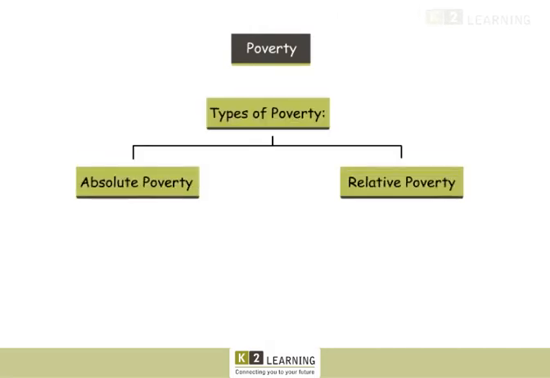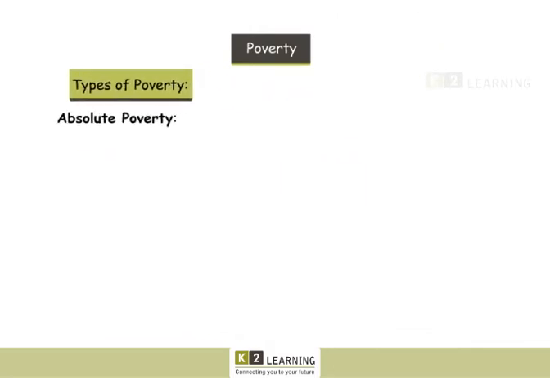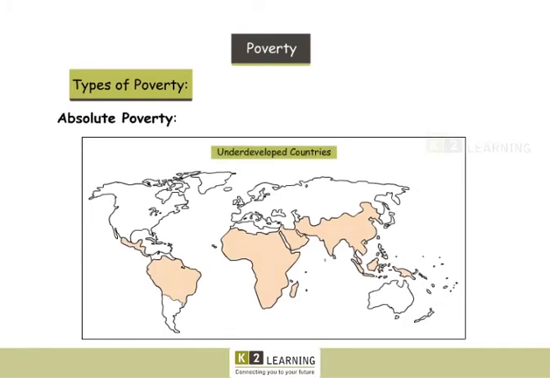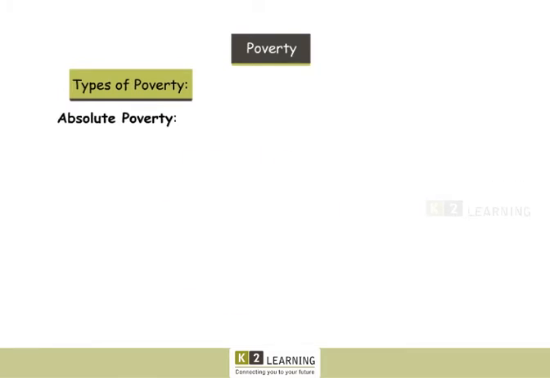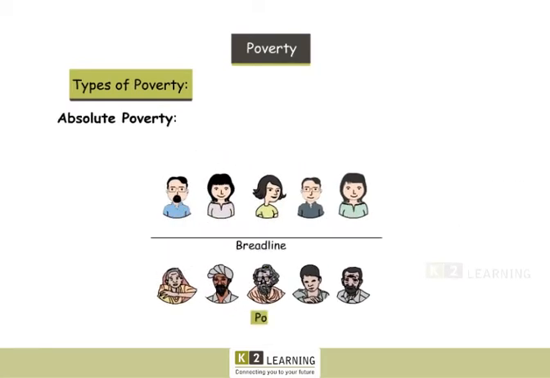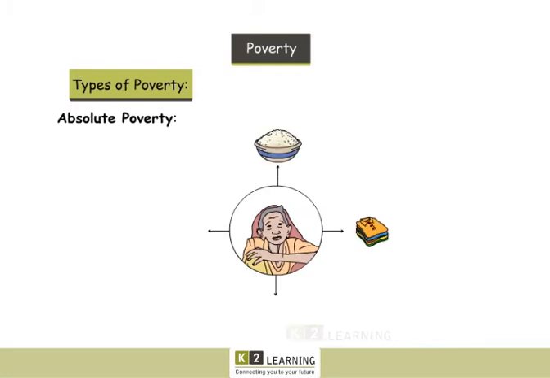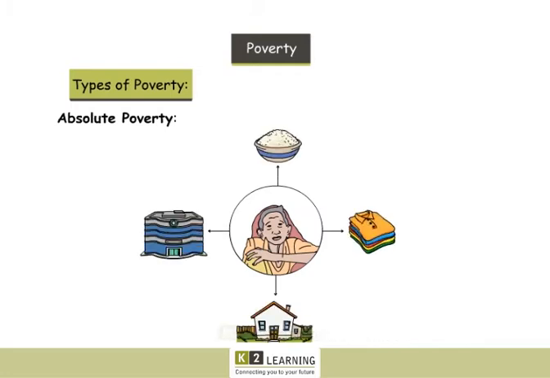There are two types of poverty. Absolute poverty, used in underdeveloped countries. It is poverty below the breadline. Those who suffer from absolute poverty have no guarantee that they will be able to meet the fundamental costs of living as a human being.